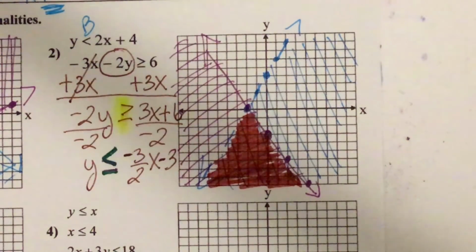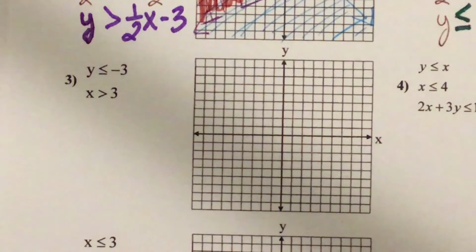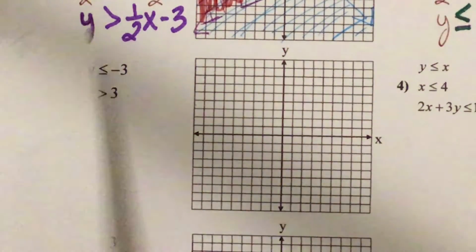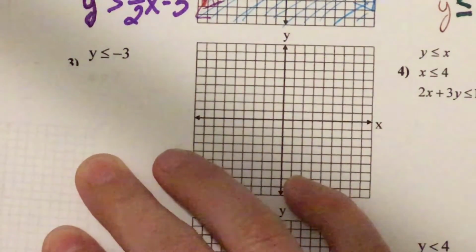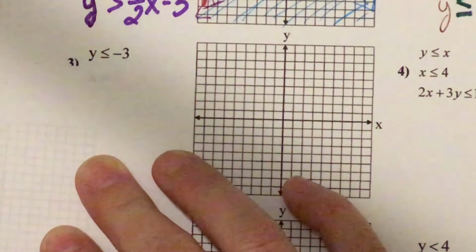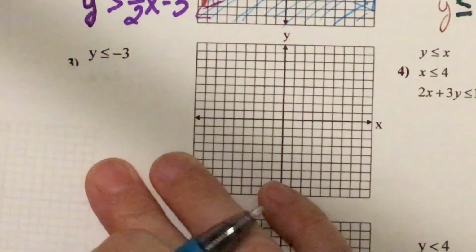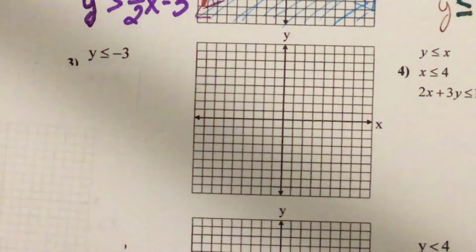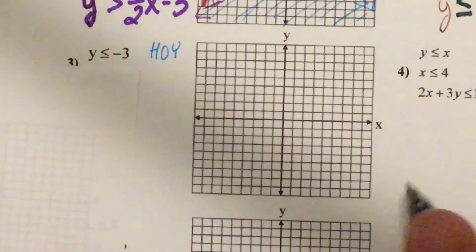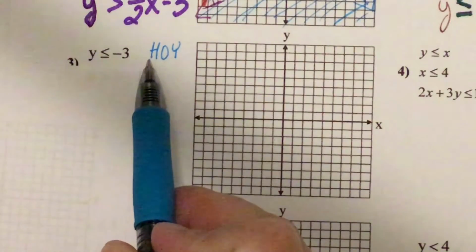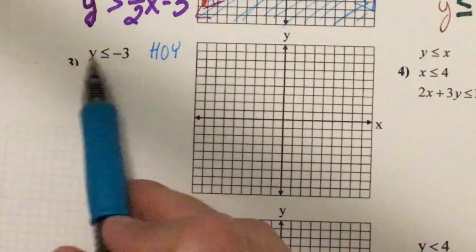Okay, let's look at number 3. All right, top equation. Do you notice anything? It's not diagonal. There's not an X and a Y. So is it Hoy or Vux? Hoy. Hoy is the one with the Y. So that means it's a horizontal line. So let's go to where Y is -3.